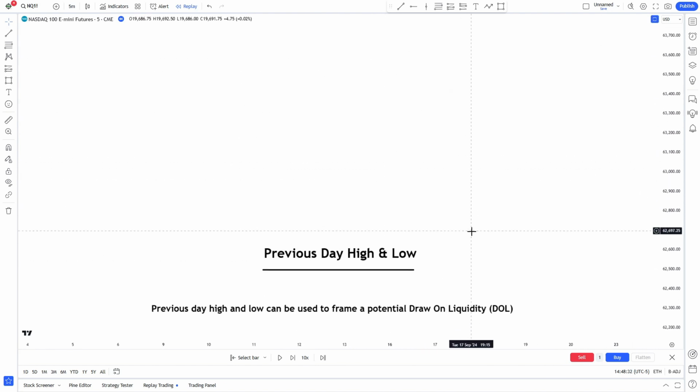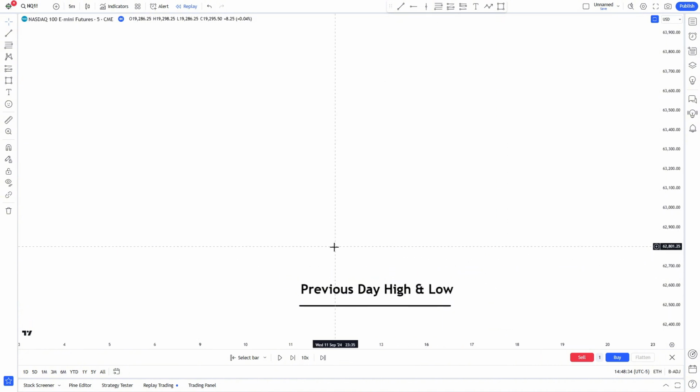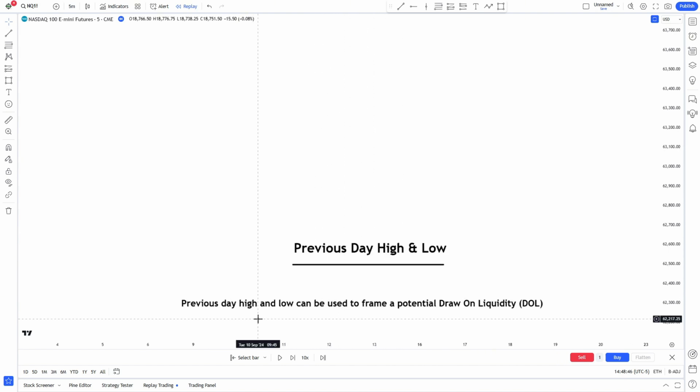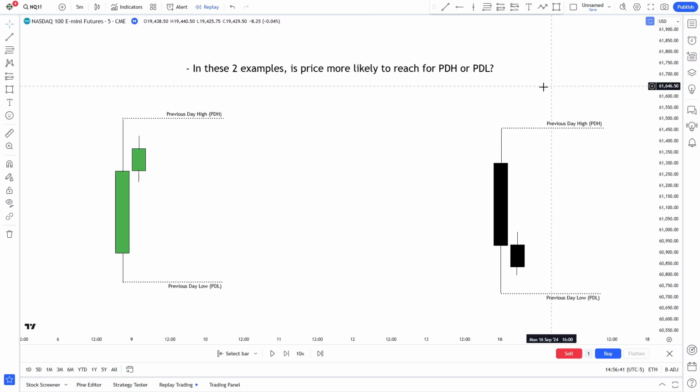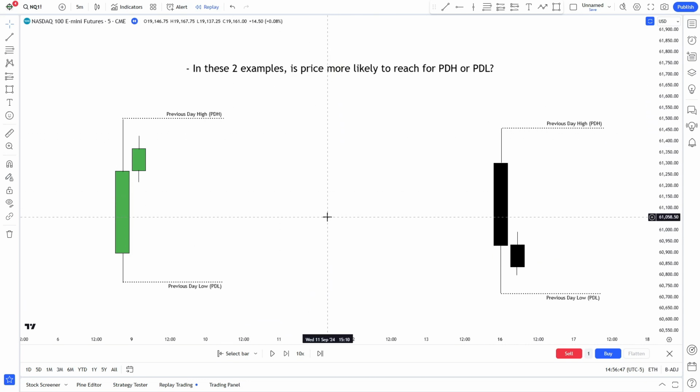So to start this video off, I'll be going over previous day's highs and previous day's lows. Now with previous day's highs and lows, these areas contain high amounts of liquidity. Previous day high and low can be used to frame a potential draw on liquidity. Okay guys, so here I have two diagrams now, and in these two examples, is price more likely to reach for previous day high or previous day low?